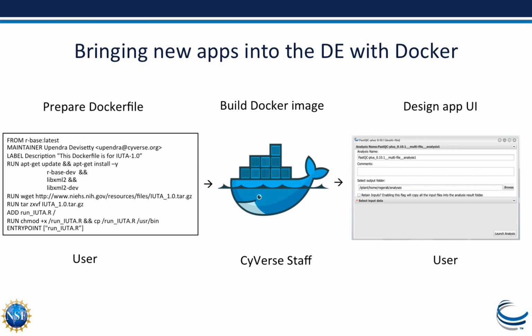So if you don't find an application that you want in the Discovery Environment and you want to bring in your own, we are using a technology called Docker that makes integrating new apps fairly straightforward. The process is broken down into 3 fairly simple steps. First, you have to prepare a Dockerfile that runs the application. Then you contact CyVerse staff through the Discovery Environment and request them to integrate your tool. They basically build a Docker image, which is a type of virtual appliance. And then that becomes available to you, the person who integrated it, so that you can design a user interface that will work within the Discovery Environment. Once you've tested your application and documented how to use it, you can make that app public so that anybody can use it.